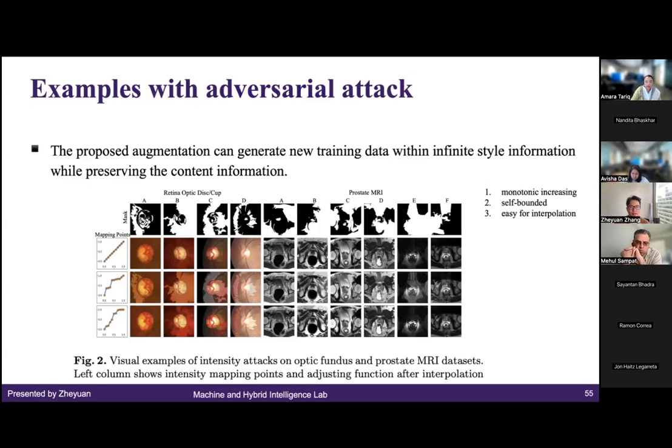Here we show some samples after the intensity attacking. At the initialization, the attacking function f(x) will be equal to x, so this will be the original sample. But after the attack, we can find that in some regions the intensity value has been manipulated. Because this is only an intensity mapping, the shape of the organ is still maintained, but the intensity distribution will be totally different.